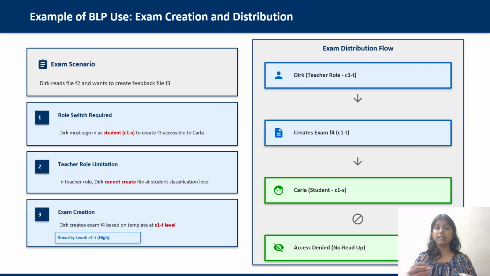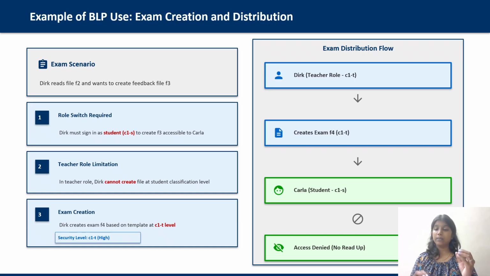So these are examples of BLP use, and some more examples: exam creation and distribution. So there is an exam scenario. First one is the roles required. Dirk must sign in as a student to create F3 accessible to Carla. Teacher role limitation: in the teacher role, Dirk cannot create a file at student level classification. So the exam creation: Dirk creates an exam F4 based on a template at C1T level. C1T level in the sense of file 1 level, and C1T level is high.